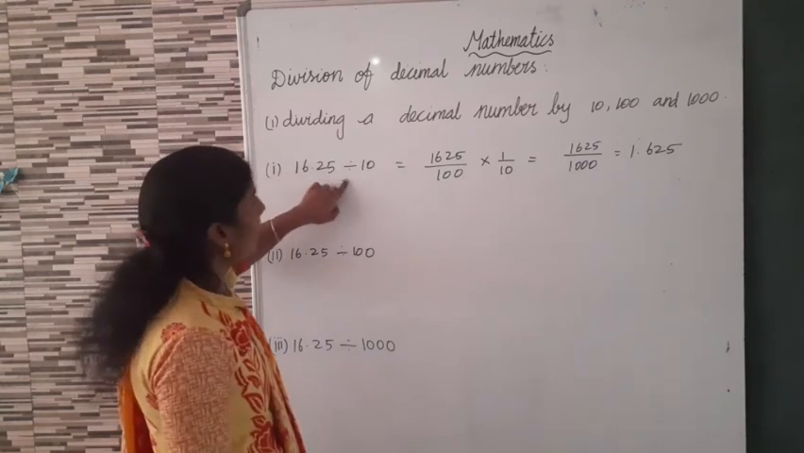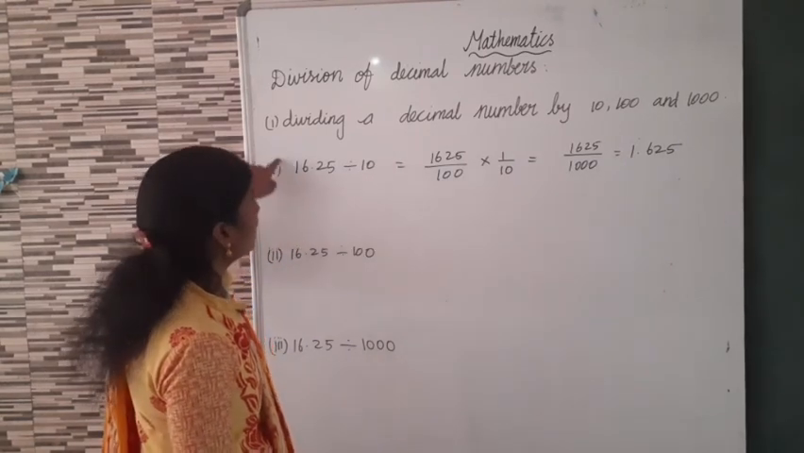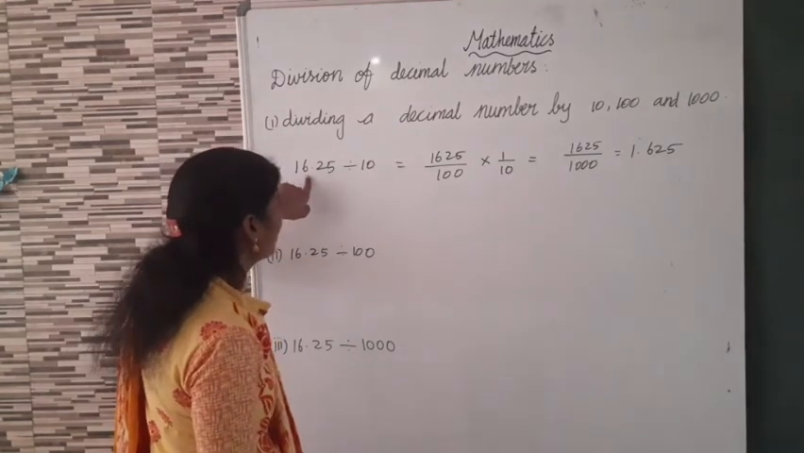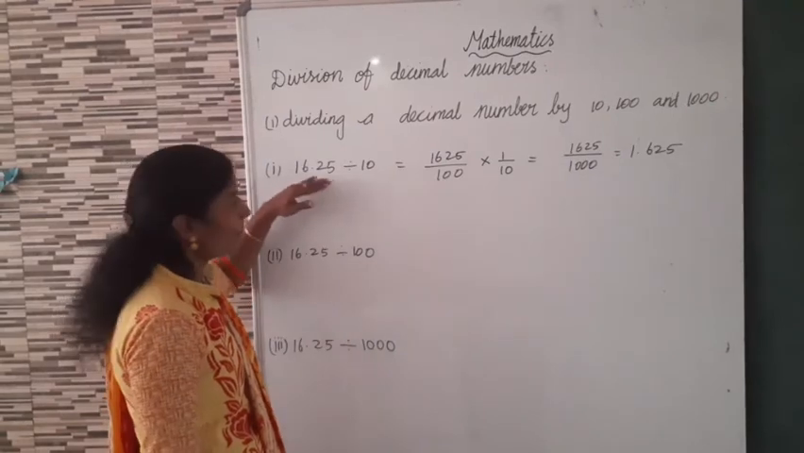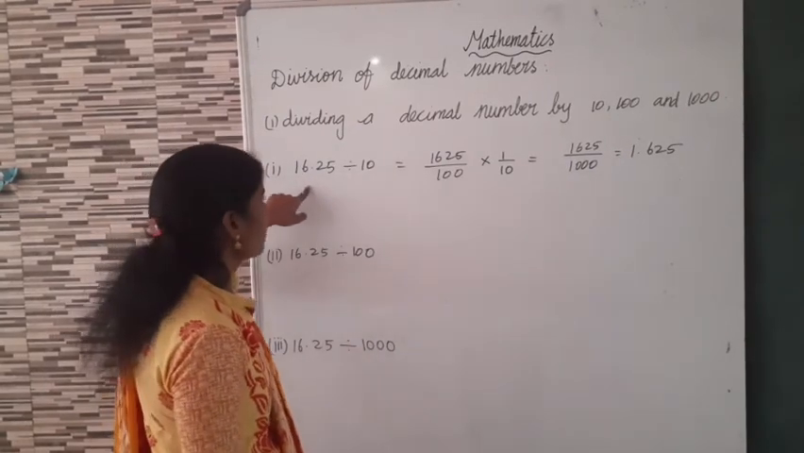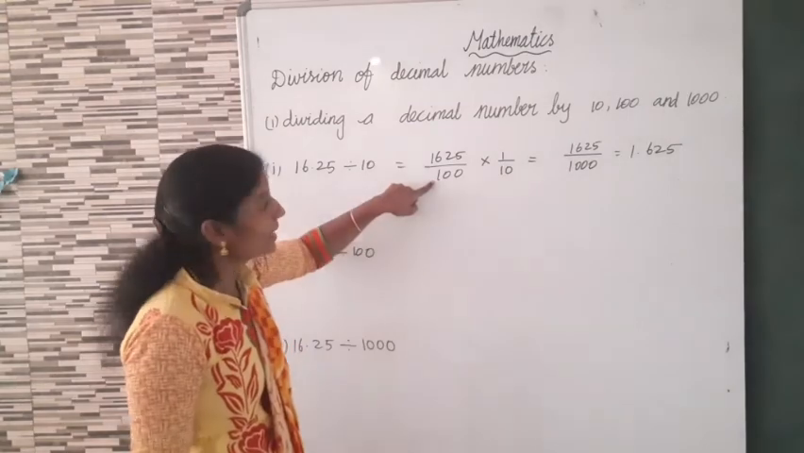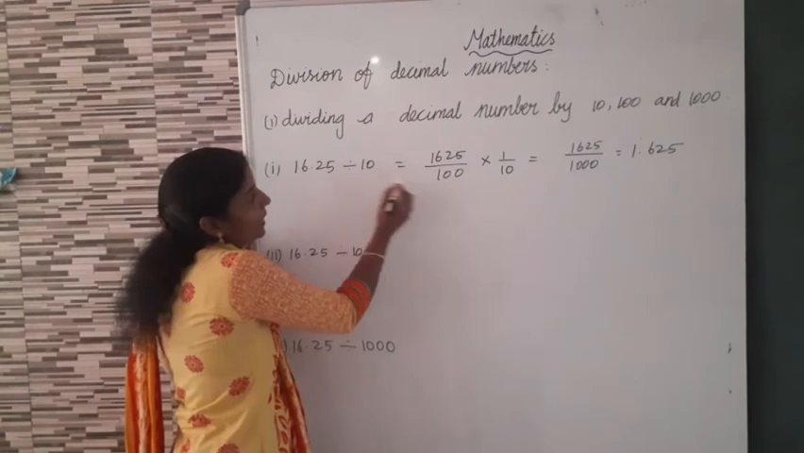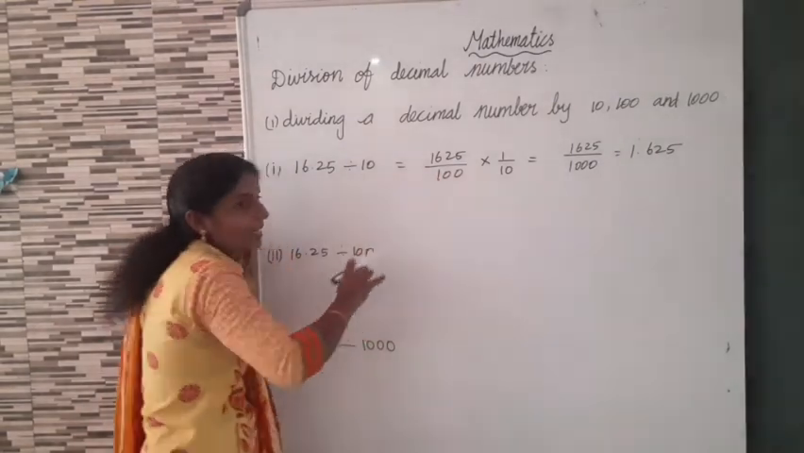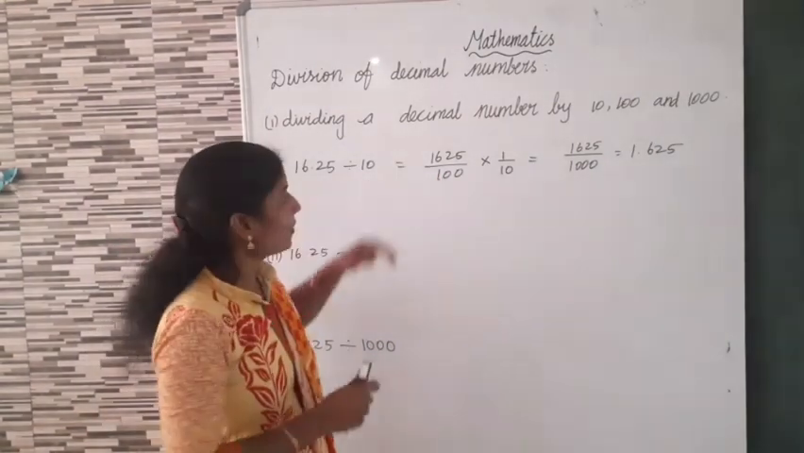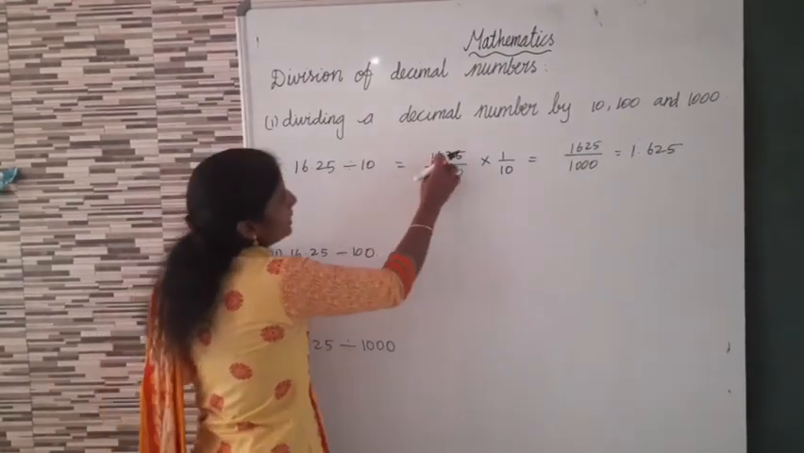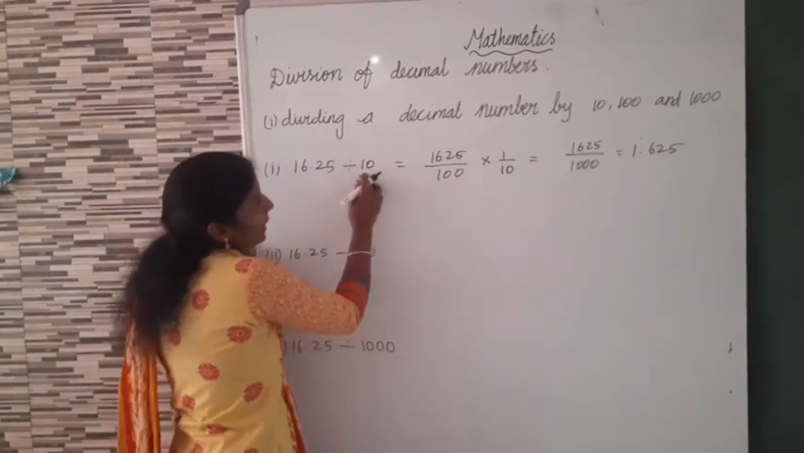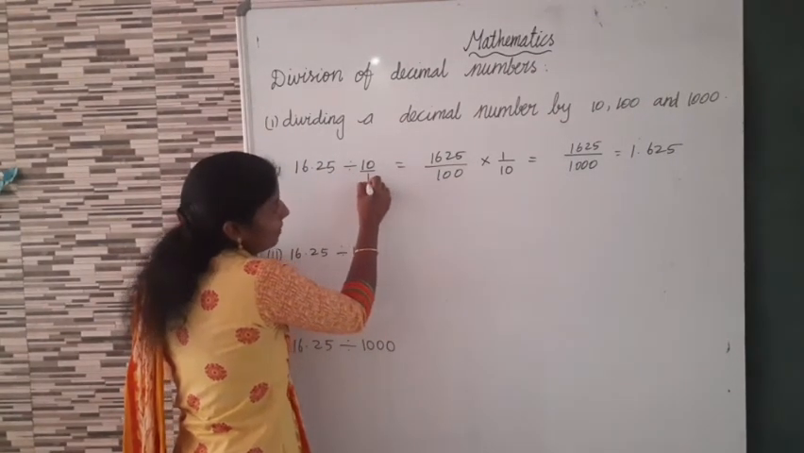16.25 divided by 10. 16.25 we can write in fraction form. 16.25 is equal to 1625 by 100. This is the fraction form of 16.25, isn't it? Divided by 10, that is 10 by 1. How can we divide one fraction by another fraction? Here 1625 by 100, this is the fraction form, divided by 10 by 1, isn't it? 10 by 1.